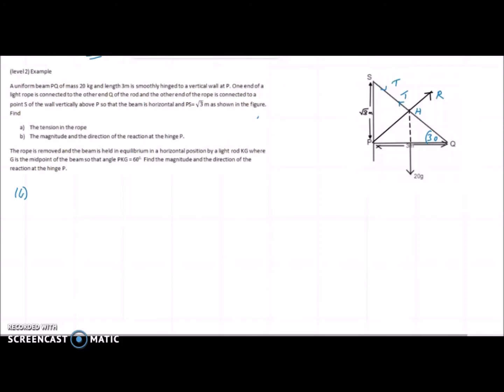In part B, we are asked to find the magnitude and the direction of the reaction at the hinge P. Reaction at P is R. Let the horizontal component of R be X and the vertical component be Y. These two are perpendicular to each other. Let this angle be beta.